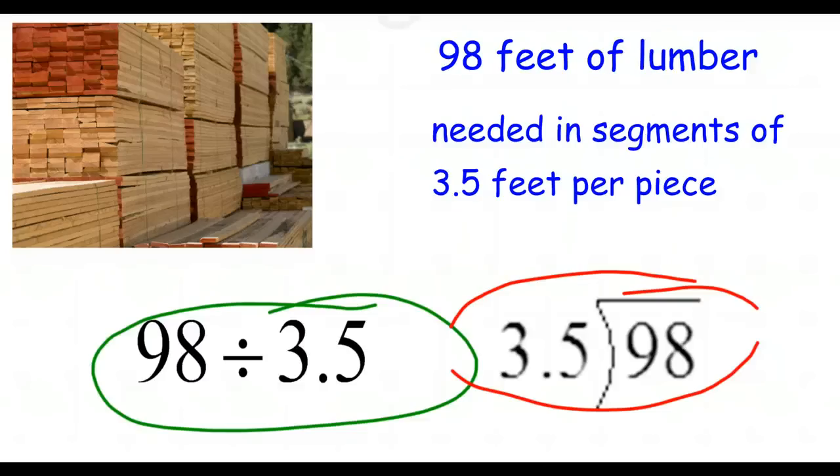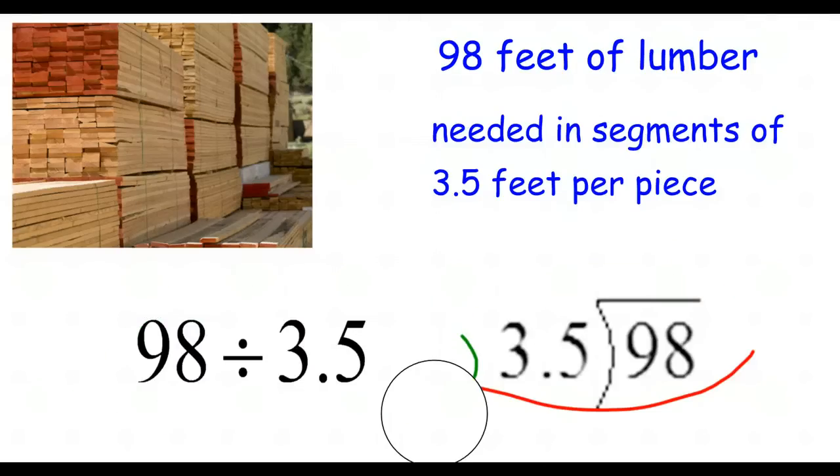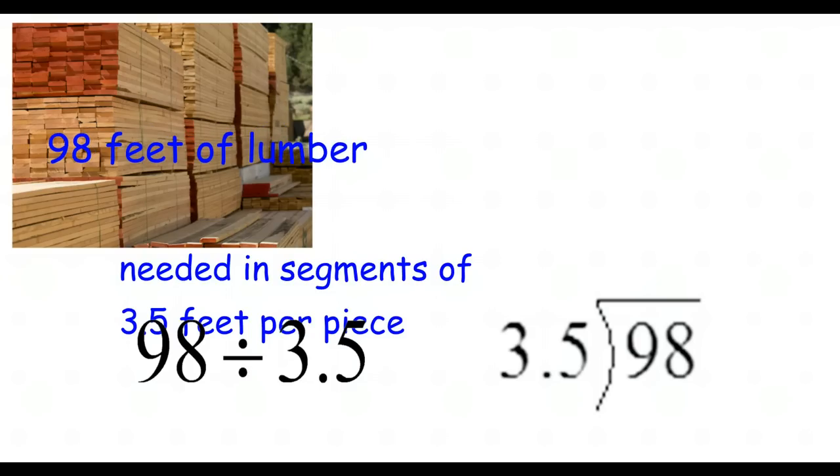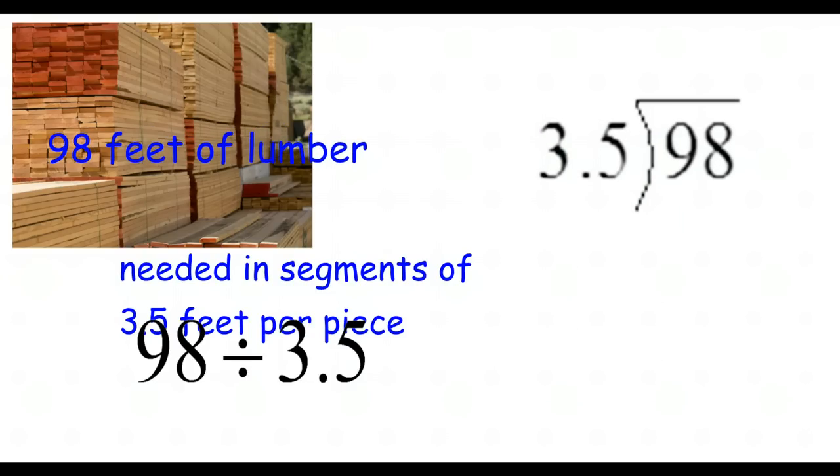What would happen if we just tried to divide 3.5 into 98 without making any adjustments for the fact that they're decimals? Perhaps we won't need to. Let's take a look. 98 divided by 3.5. Well, it's hard to tell how many times 3.5 goes into anything, but it looks a lot like 35, and we can put 35 into 98 twice. 35 times 2 is 70.